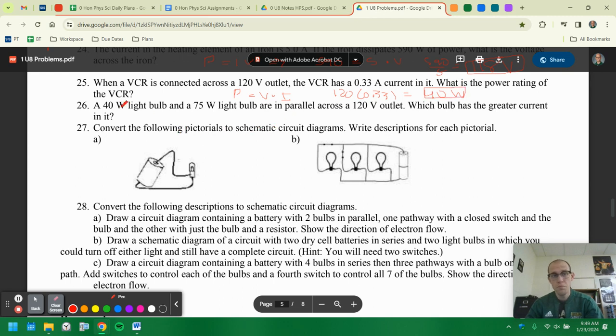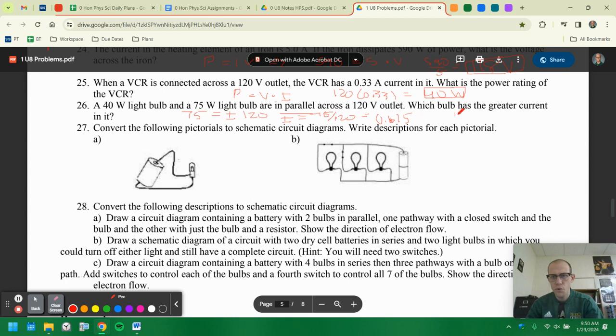A 40-watt light bulb, same wattage as the VCR, and a 75-watt light bulb are in parallel across a 120-volt outlet. Which bulb has the greater current in it? So they're in parallel, so they can have different current. So let's do the 75 watt. That would be 75 watts of power equal to my current times my voltage. So the first current would be 75 divided by 120, which is 0.625 amps.